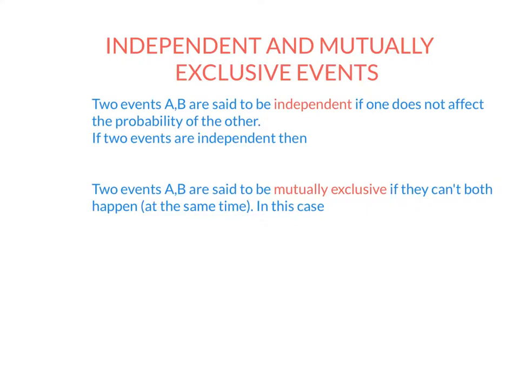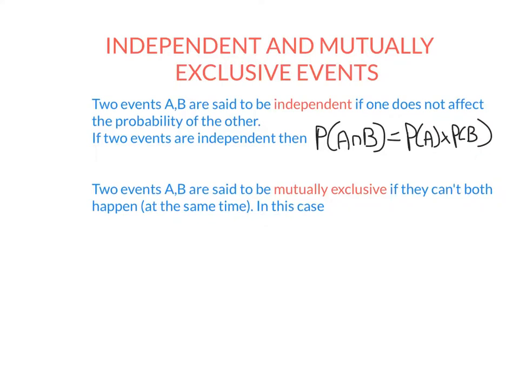So two events A and B are said to be independent if one does not affect the other. So if they're independent, it turns out the probability of A and B, the probability that both events happen, is just the product of their respective probabilities. To find the probability they both happen, you just multiply together their respective probabilities.